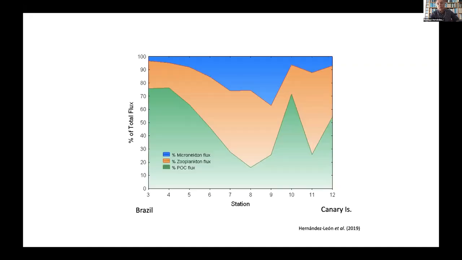So taking into account the conservative 50% capture efficiency, we observe this. Most of the flux was driven by the gravitational flux, the passive flux, and this by zooplankton and micronekton. But in this gradient of productivity, we observe a decrease in the flux of particles and an increase in the flux of the pelagic fauna, zooplankton and micronekton. The maximum was here in the Guinea Dome and also in the upwelling of Northwest Africa. So when there is high productivity, we have an important role of zooplankton and micronekton.